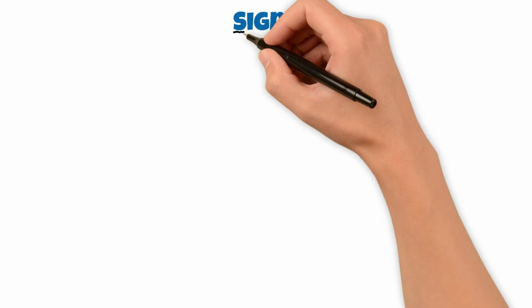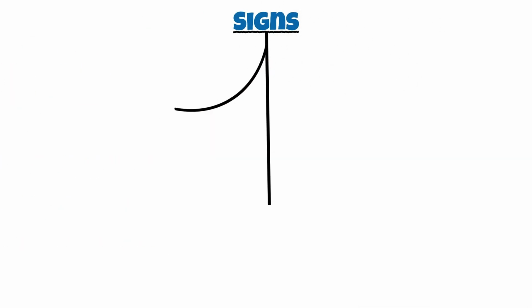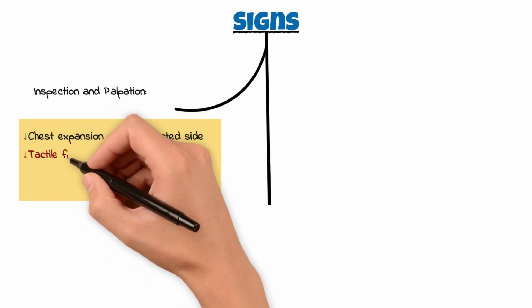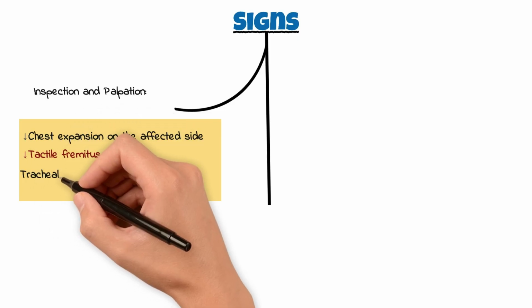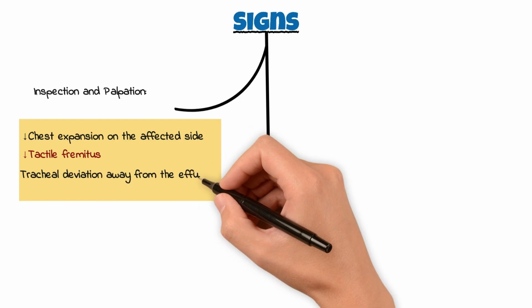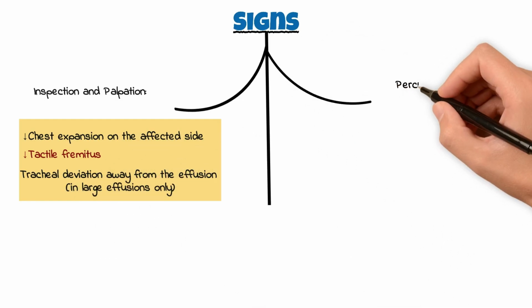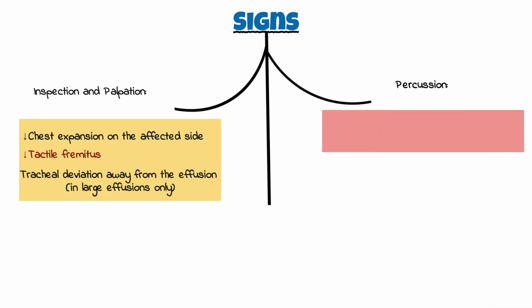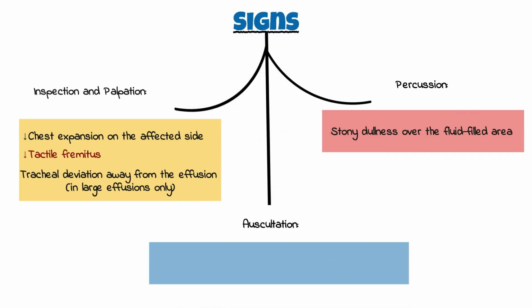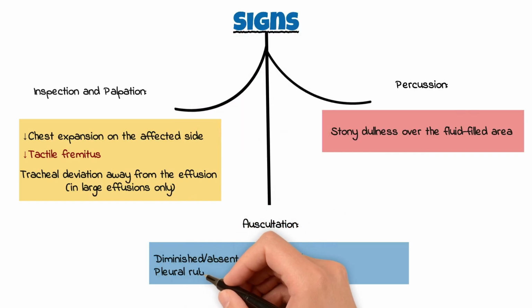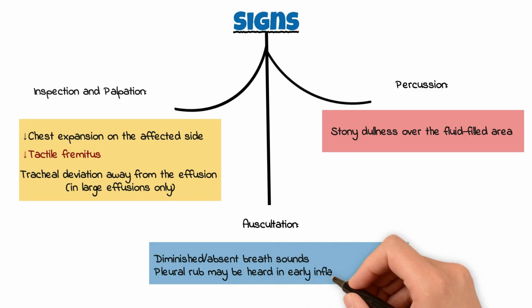Signs. Inspection and palpation. Reduced chest expansion on the affected side, decreased tactile fremitus, and tracheal deviation away from the effusion in large effusions only. Percussion. Stony dullness over the fluid-filled area. Auscultation. Diminished or absent breath sounds, and a pleural rub may be heard in early inflammatory stages.